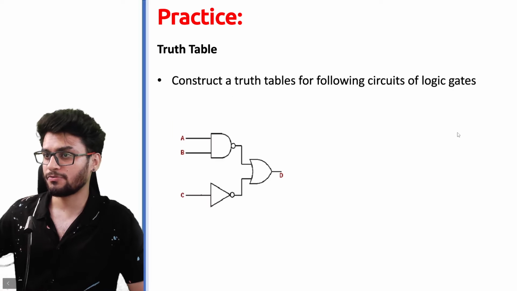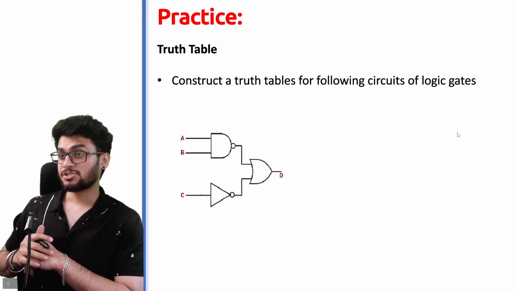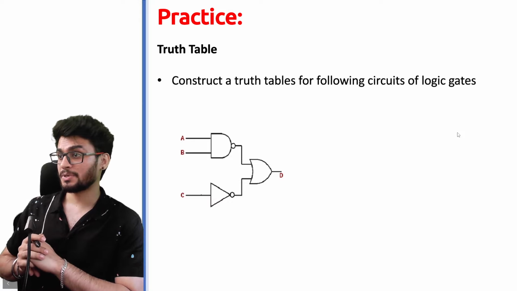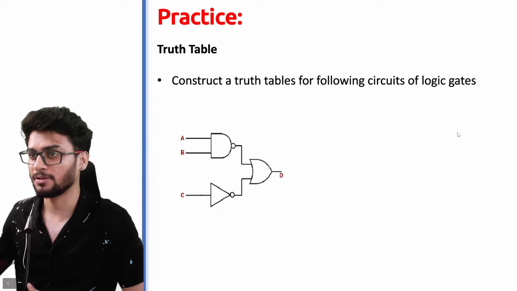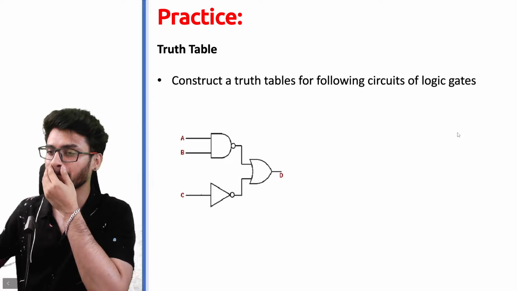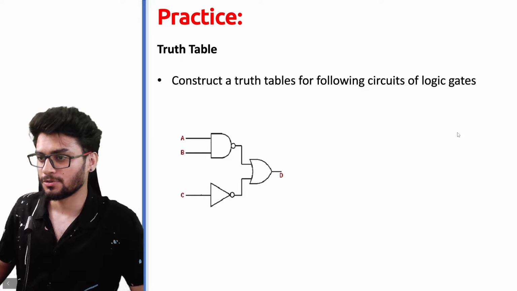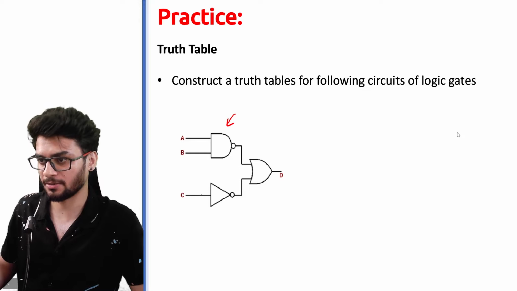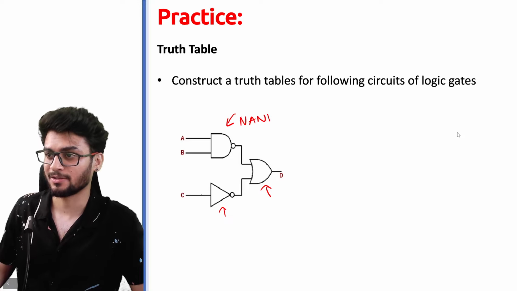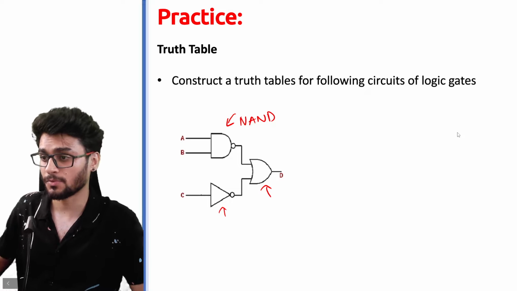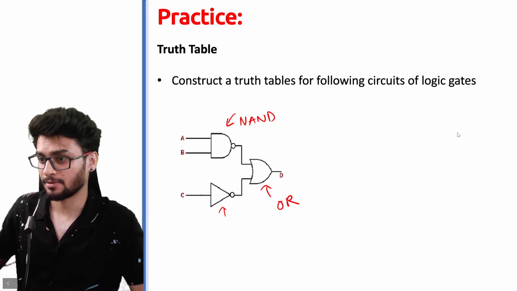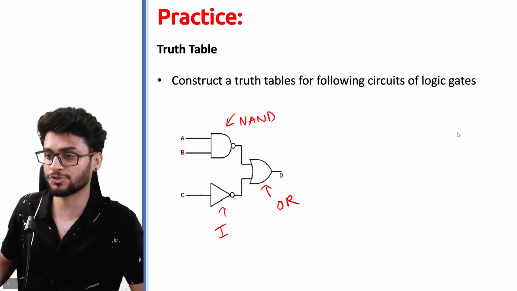Let's try to solve a few questions now. Construct a truth table for the following circuit of logic gates. So let's first try to derive the expression of this. What gate does this look like? What gate is this and what gate is this? So this looks like NOT AND. I already remember the gates, but you will have to revise them. This is the OR gate and this is the inversion gate.